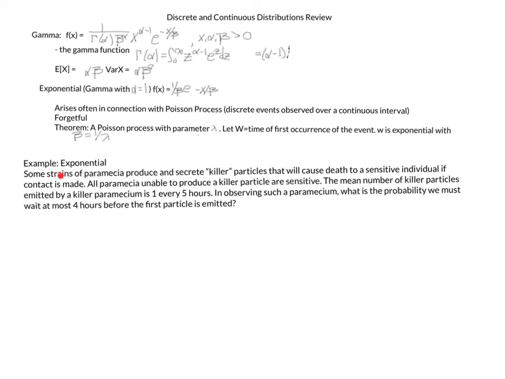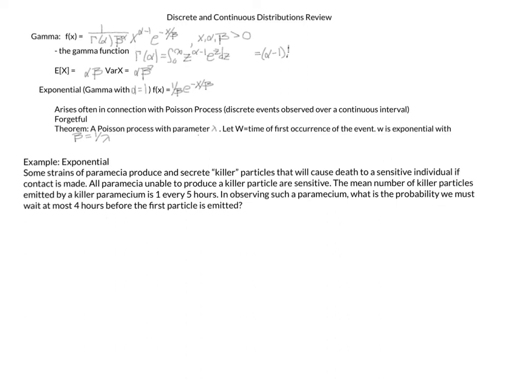Our next example is of an exponential distribution, and I have moved the formulas over here. Some strains of paramecia produce a secret killer particle that will cause death to a sensitive individual if contact is made. All paramecia unable to produce a killer particle are sensitive. The mean number of killer particles emitted by a killer paramecium is 1 every 5 hours. In observing such a paramecium, what is the probability we must wait at most 4 hours before the first particle is emitted? It's kind of strange talking about paramecium in a math class.